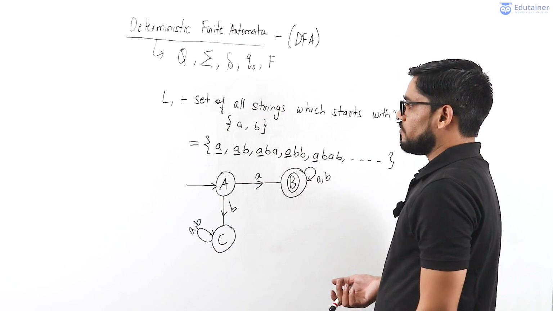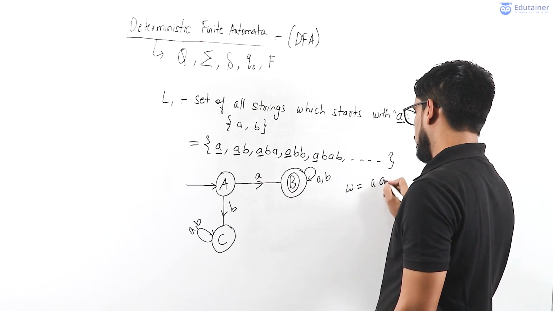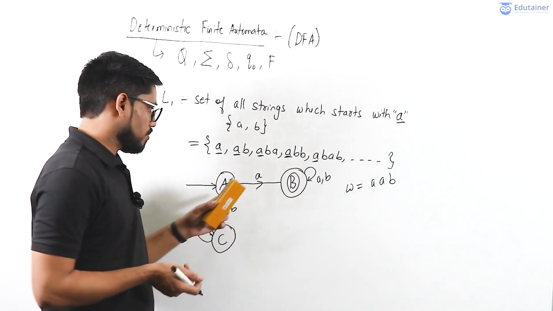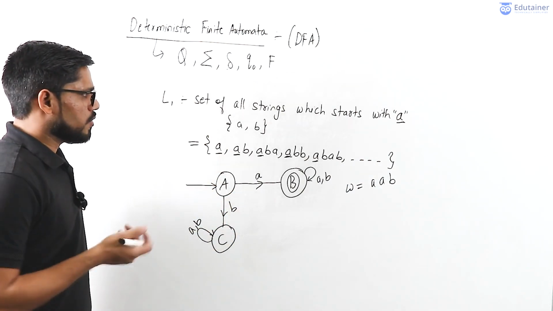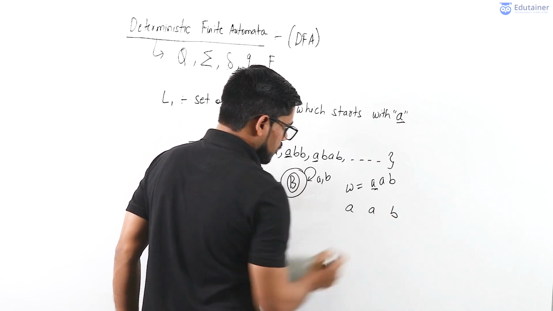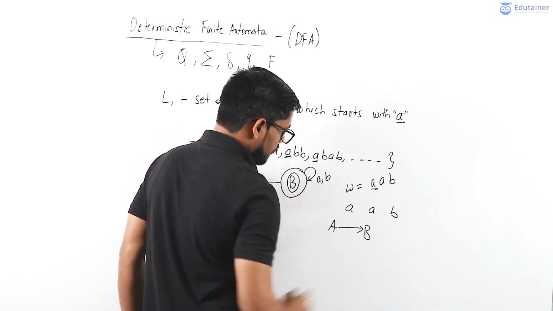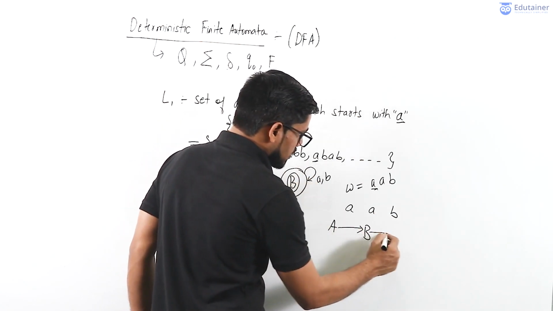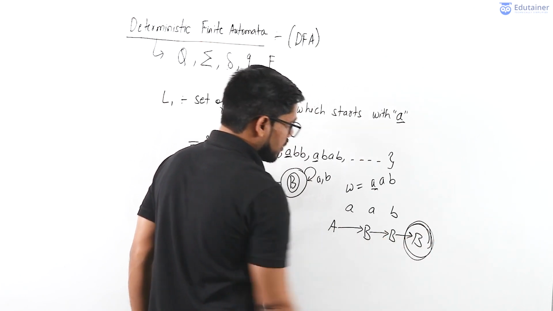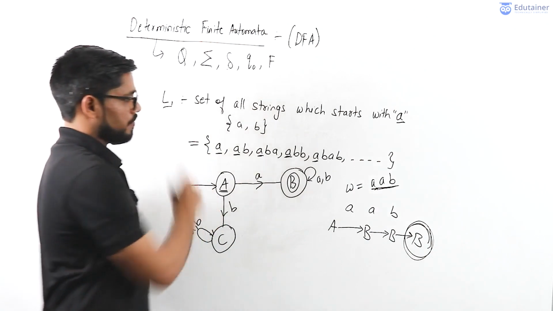Now if I give some input string, let's say W is equal to AAB, can you trace whether this string AAB belongs to the language L1 or not? Easily you can trace this. You start with the capital A state. On seeing small a, you go to state B. On state B, you can accept any number of A's or B's. At the end, if you reach a final state, that means the string belongs to the language L1.